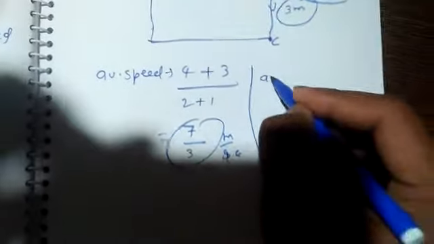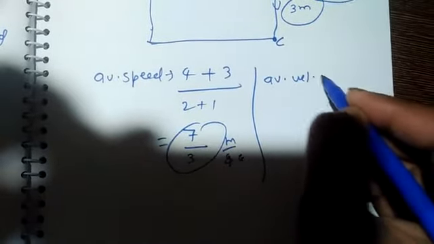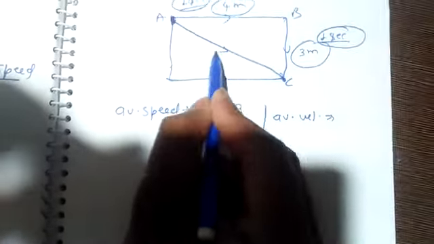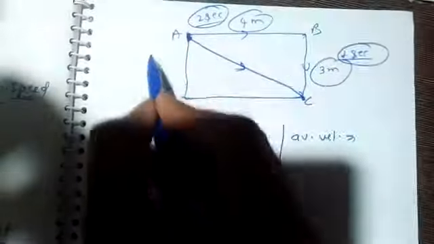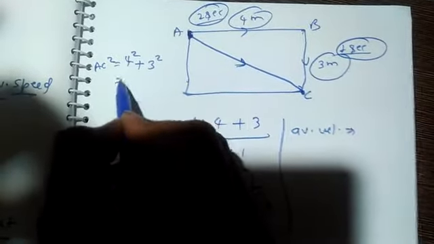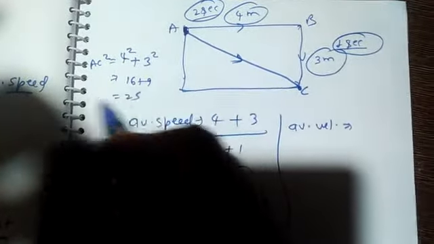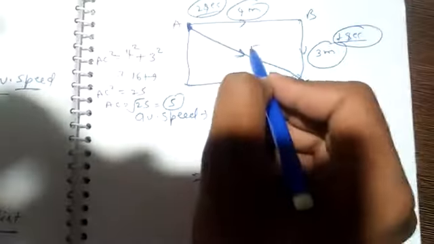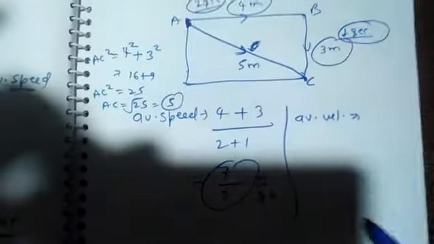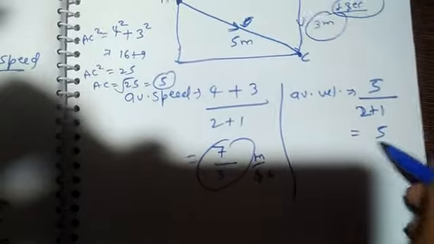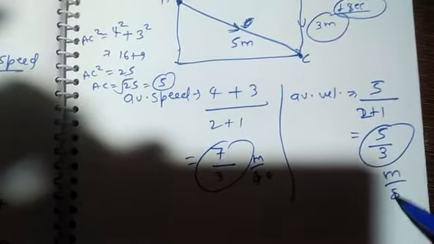But average velocity is equal to displacement. What is displacement? The minimum distance from the initial point A to the final point C, and this distance, by the Pythagoras theorem: hypotenuse square is equal to perpendicular square plus base square, so AC square is equal to 4 square plus 3 square, that is 16 plus 9, which is 25. AC is equal to the square root of 25, which is 5 meters. Then displacement is 5 upon total time 2 plus 1, which is equal to 5 upon 3 meter per second.